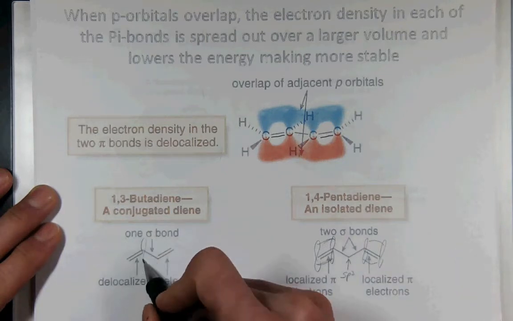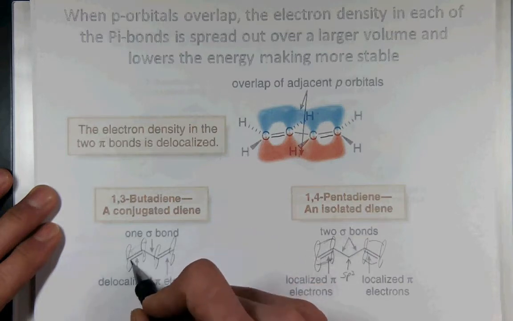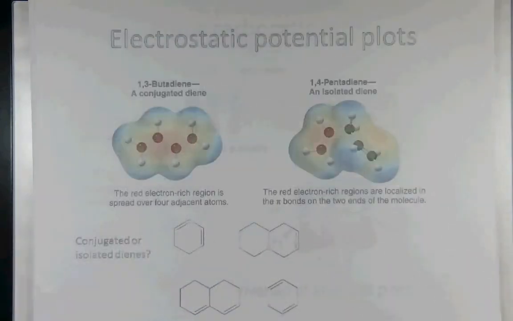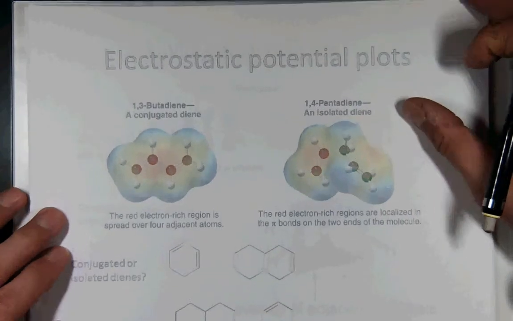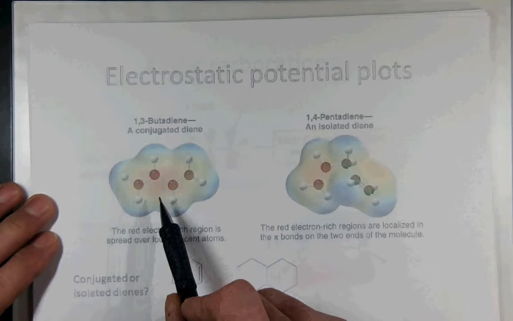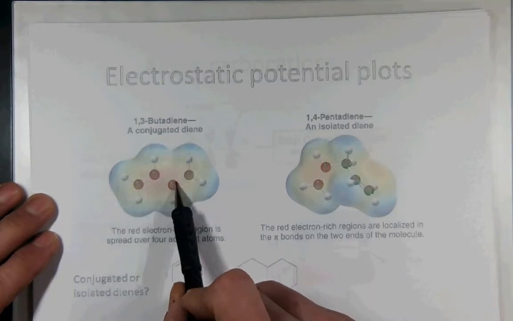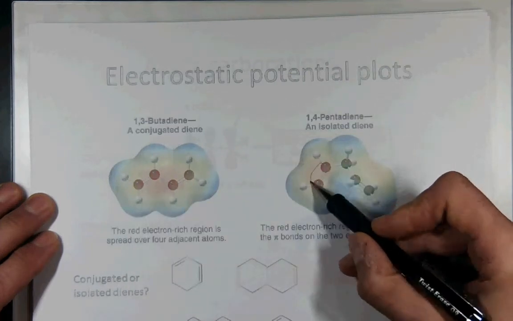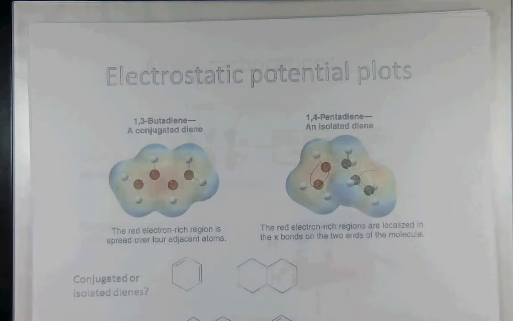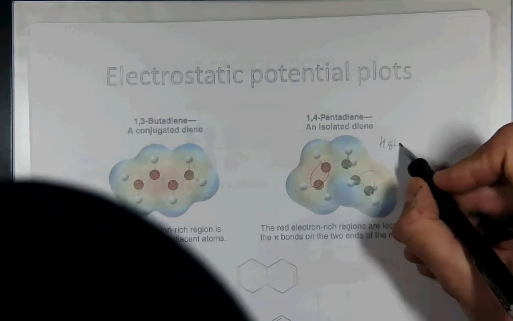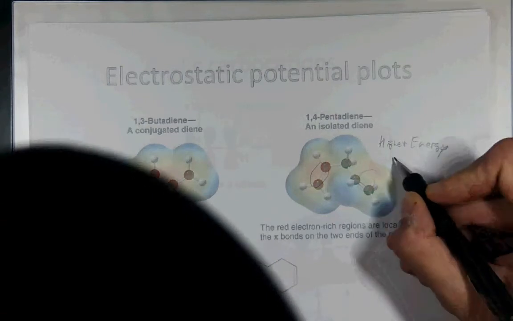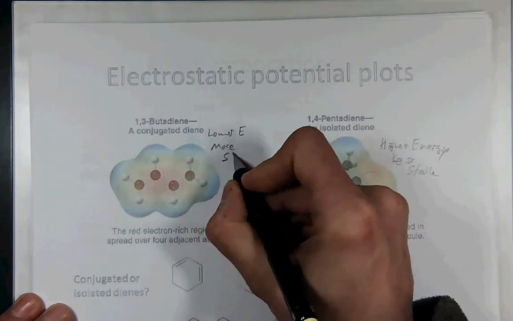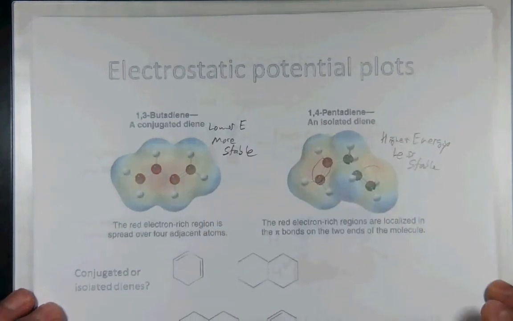In a conjugated system, all these carbon atoms are sp2 hybridized. In the original PowerPoint it might be clearer to see than in this printout, but when you have a 1,3-butadiene, this electron dense area, this red splotch, is spread out over all 4 atoms. In an isolated diene, it's just here and here, so it doesn't get spread out, and it has higher energy, less stable. This has lower energy, more stable. It does not mean they're not reactive, however. We'll talk more about that later.